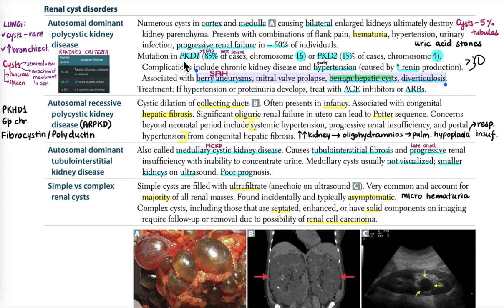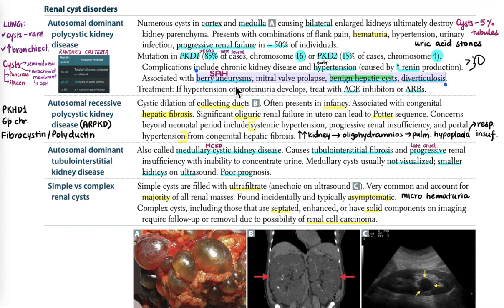Next comes the genetics. Mutation in PKD1 accounts for 85% of the cases, on chromosome number 16, and PKD2 for 15% of the cases, on chromosome number 4. Complications include chronic kidney disease and hypertension, very obvious in the elder population because of increased renin production. You have to think about the renal RAS system to understand how this hypertension is caused. And finally, the associations.